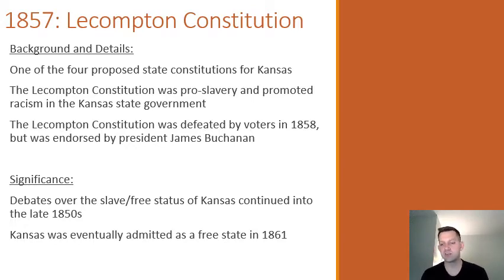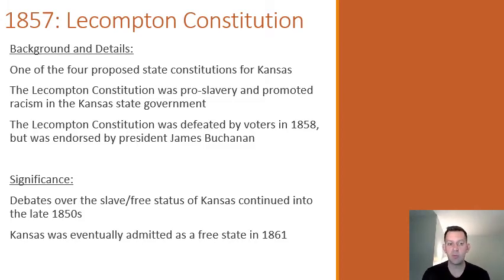The pro-slavery constitution was called the Lecompton Constitution. If you were pro-slavery, you made the argument, let's have a vote. If the people of Kansas vote for the Lecompton Constitution, then Kansas is a slave state. Now, the president, James Buchanan, stood up in front of Congress and supported the pro-slavery Lecompton Constitution, right? But when they put the Lecompton Constitution up to the voters, it was overwhelmingly defeated.